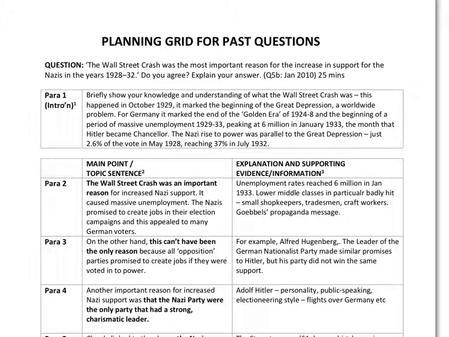This podcast looks at a very, very common essay question. It's about the rise to power of the Nazis following the Wall Street crash of 1929. And the question is, the Wall Street crash was the most important reason for the increase in support for the Nazis in the years 1928 to 32. Do you agree? Explain your answer.